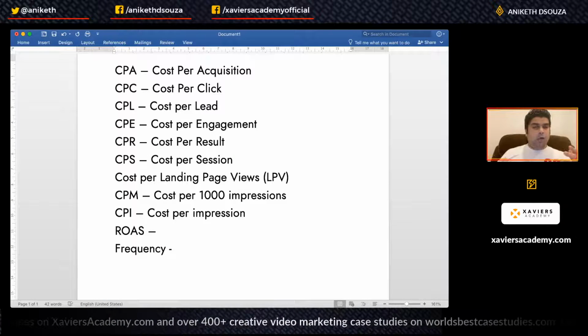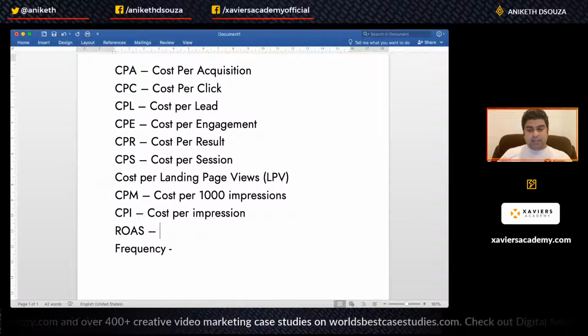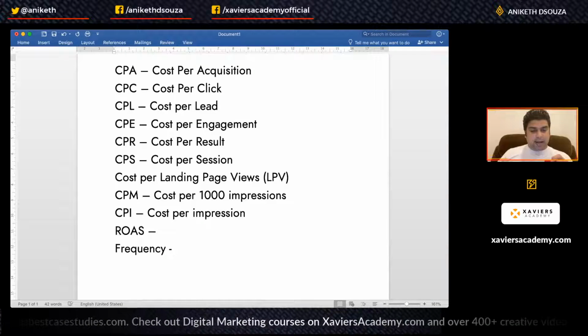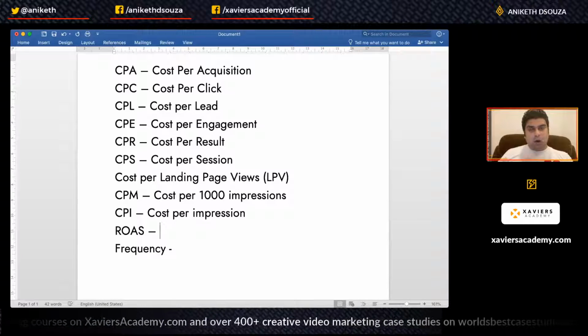So what is ROAS? ROAS basically means return on ad spend. What this means is that, let's say I spent 10 rupees, and if my ROAS is 10, this means that I have earned back 10 times. So if I spend 10 rupees, I have earned back 100 rupees. The figure is 10 times of what the cost is, right?